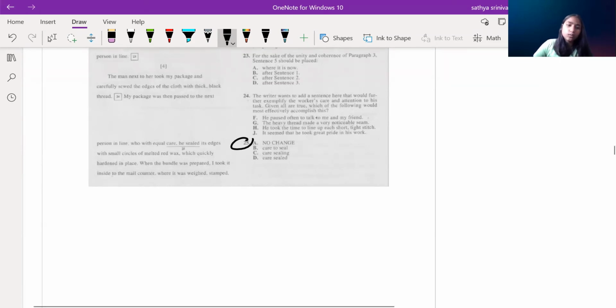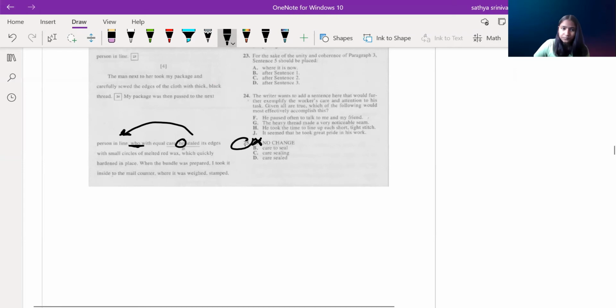So who with equal care, so the "who" is already here, right? So it's saying my package was then passed on to the next person in line, who with equal care. Since it's already saying the subject here, or the person who's doing the verb, the next person in line, there's no need to have a "he" here, right? Because it already says the next person in line, who. So we don't need another pronoun here since we already have the noun. So there's no need for the "he" here. So we know that A is not an option here because it's wrong.